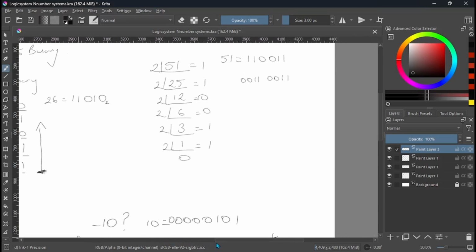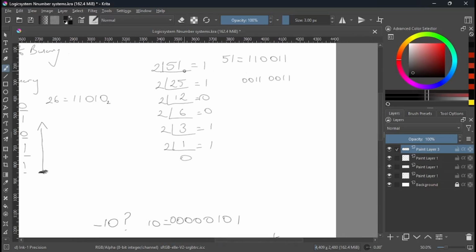And so let's do our next example, 51. Okay, so 2 into 51 will be 25, remainder 1. So 2 into 25 will be 12, remainder 1. 2 into 6 will be 3, remainder 0.